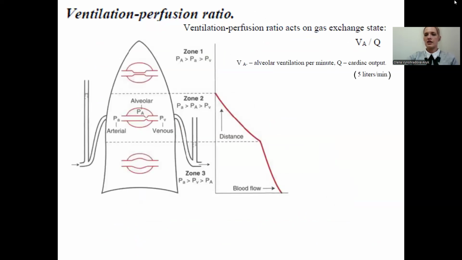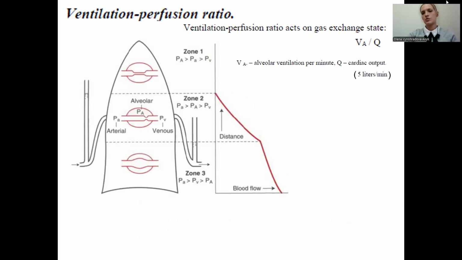Ventilation perfusion ratio acts on gas exchange, of course. In a state of rest, we have three zones. Zone 1 is at the apex of our lung. Here it will be different. You can see the difference in pressure in the alveoli, in the artery and in the vein.